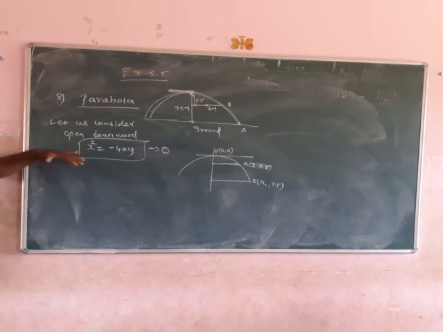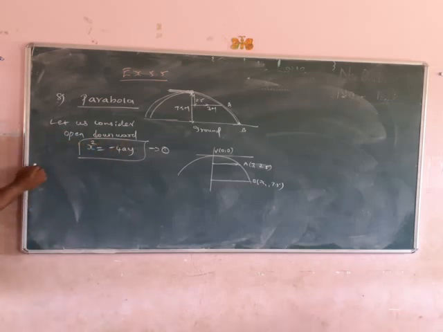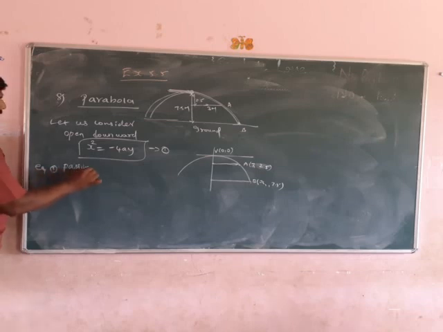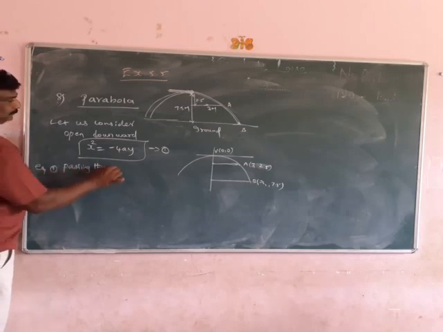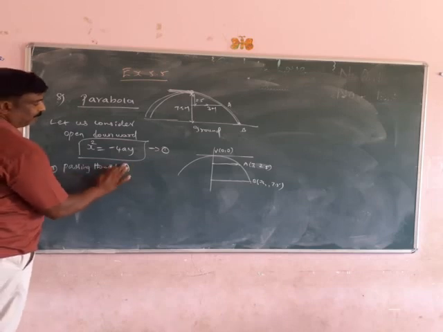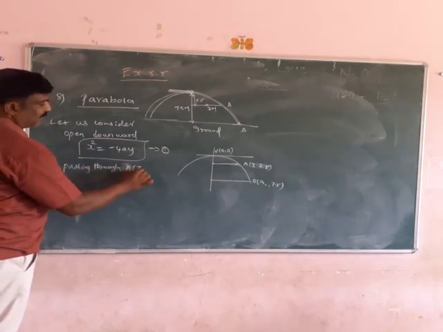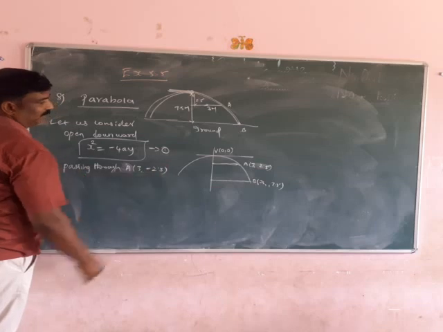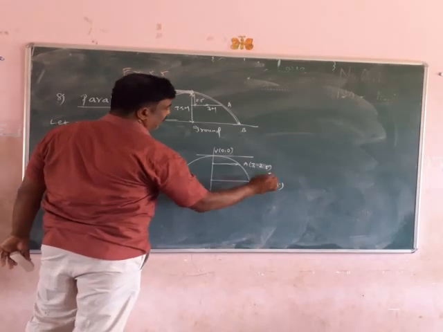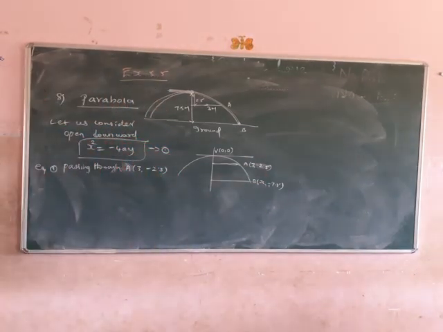This is the general equation for all the parabolas, upward and downward, as I already told you. Let me consider this as equation 1. Equation 1 passes through the point A, which is (3, -2.5).